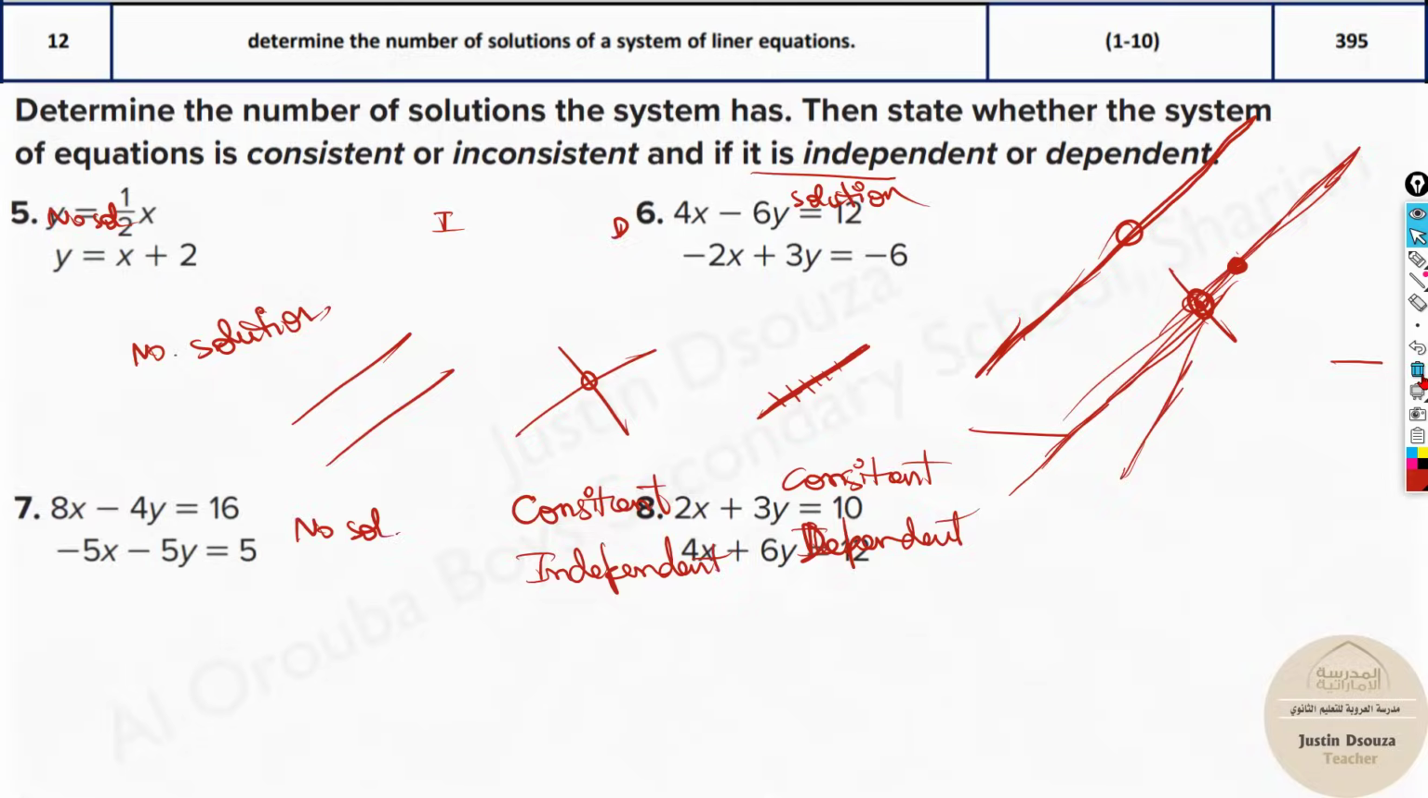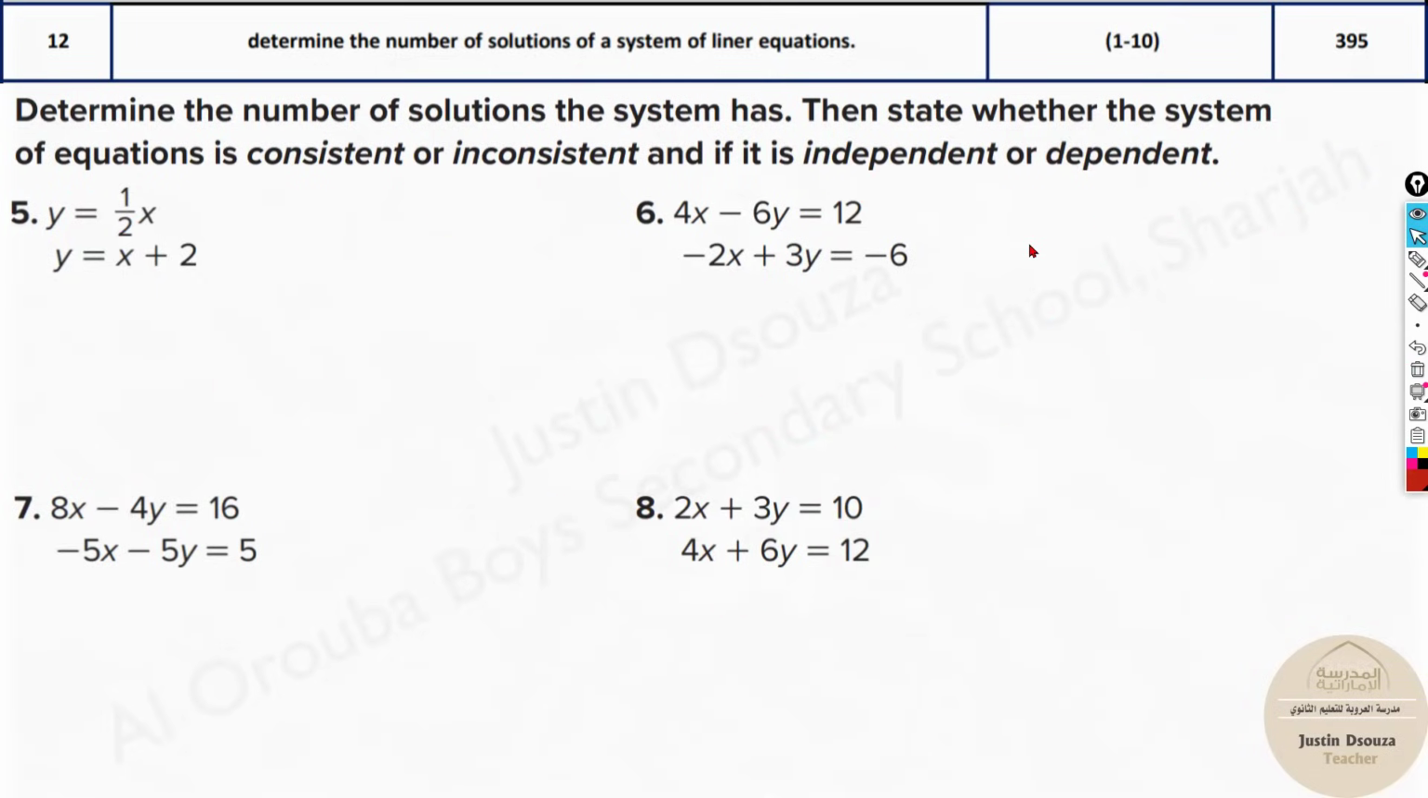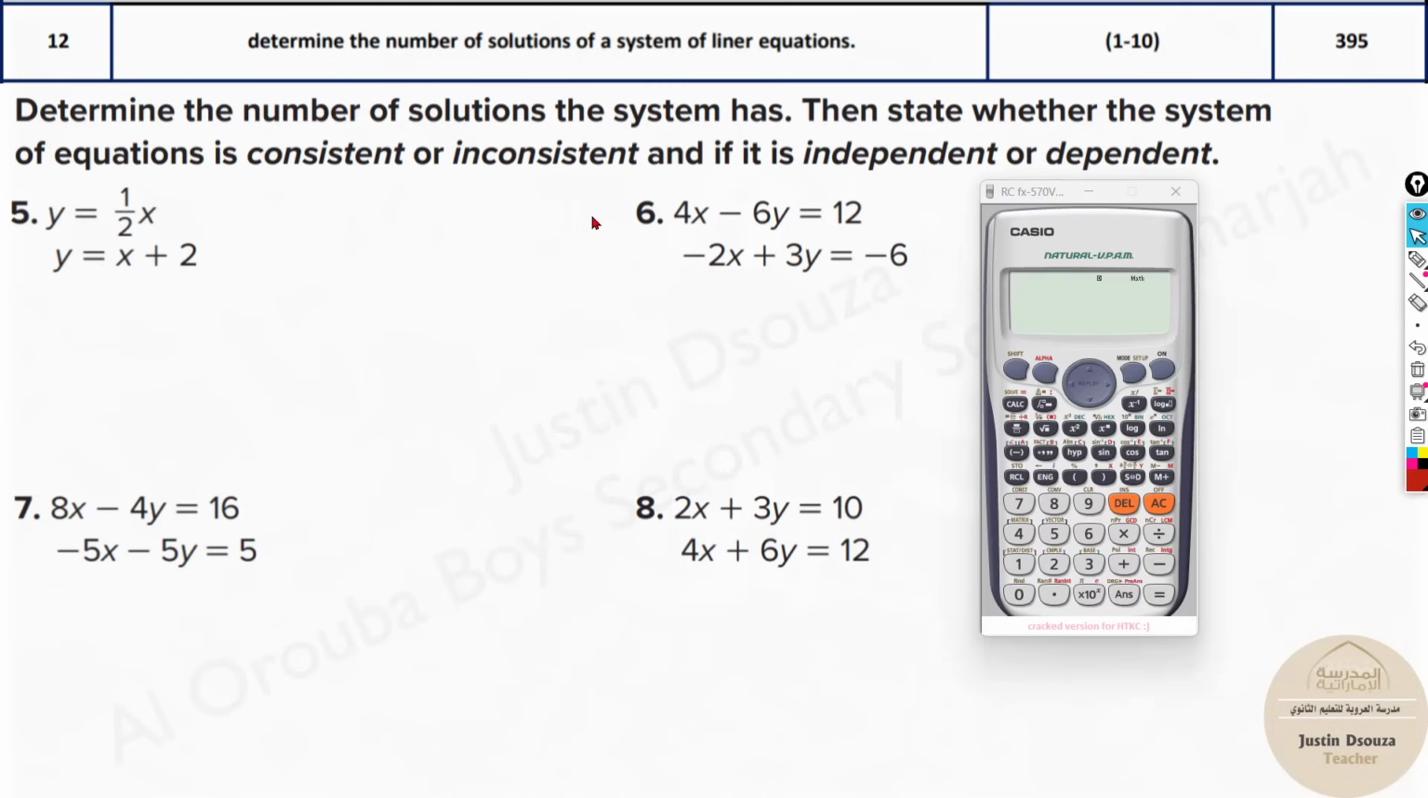Now, what if the graphs are not given? If graphs are given, it's easy to see and tell, right? But if graphs are not given, then let's use our calculators. Let's do this first. I'll come to the other equations later on. If you go to mode 5, you can see there are plenty of equations. The last one is cubic.